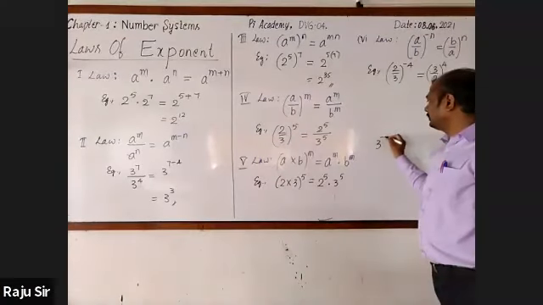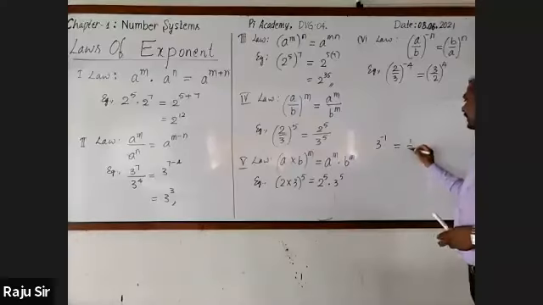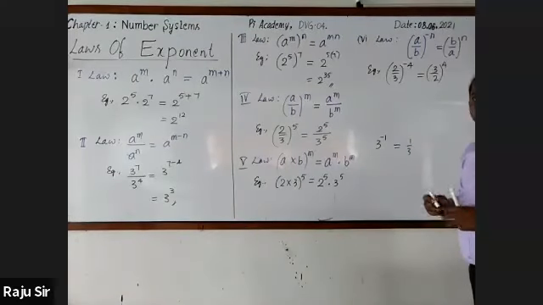Listen. Suppose 3 raised to the power minus 1 is there. It can be written as 1 by 3. Like this. If a raised to the power minus 1, it is 1 by a. A raised to the power minus 2 is 1 by a square.